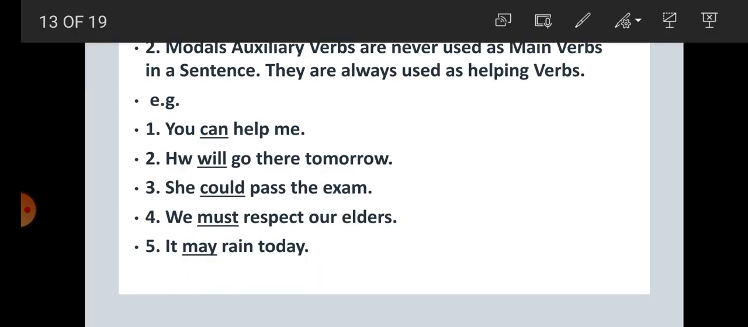Now next one, student, next fact: modal auxiliary verbs are never used as the main verb in a sentence. Modal auxiliaries like can, could, will, would, shall, should, must, may, might are never used as the main verb in a sentence. They are always used as helping verbs. For example, student, you can help me. Here, help is the main verb and can is the helping verb.